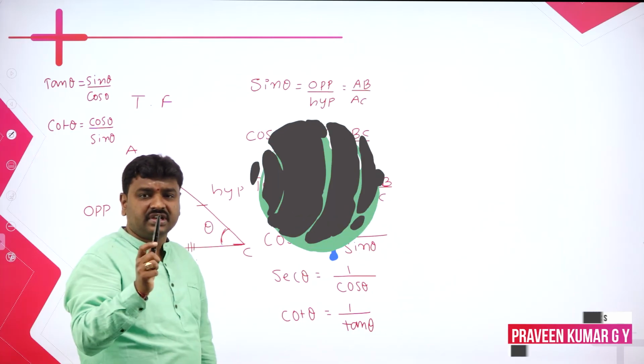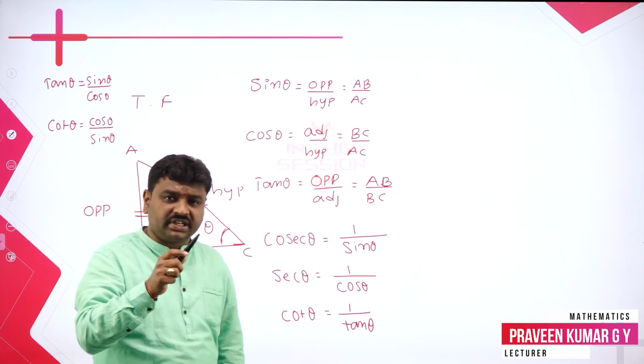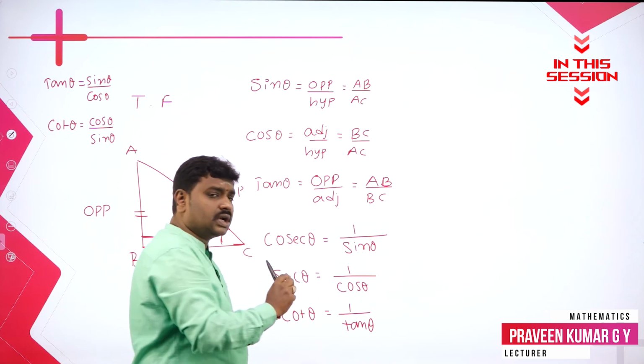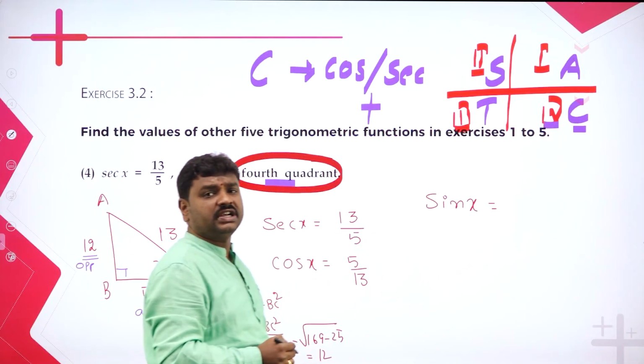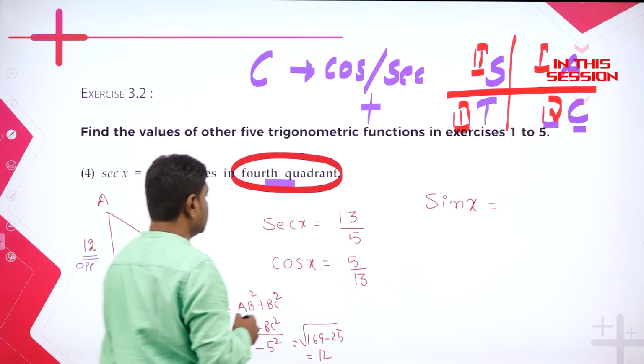So reciprocal of sine is cosecant. Cosecant theta can be written as 1 by sine theta, or sine can be written as 1 by cosecant. All of you know what is sine. Opposite side divided by hypotenuse. What is opposite? 12 by 13.